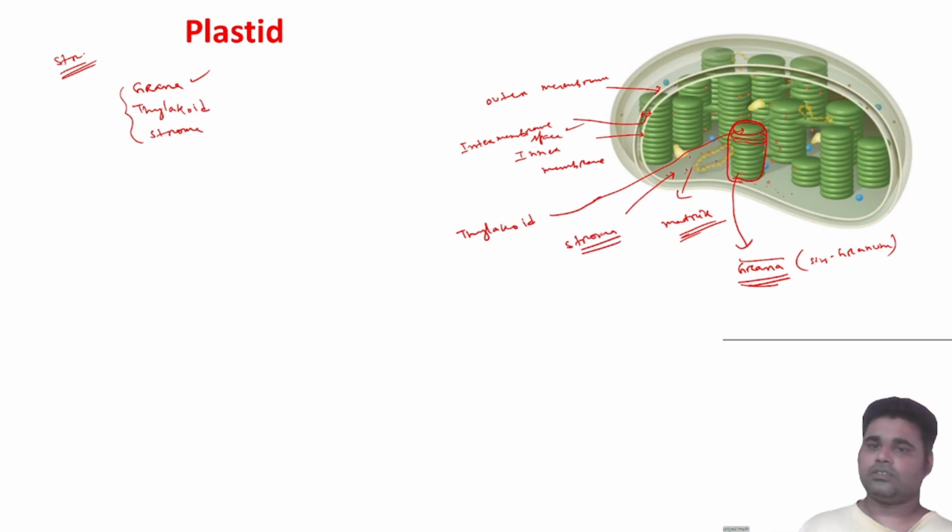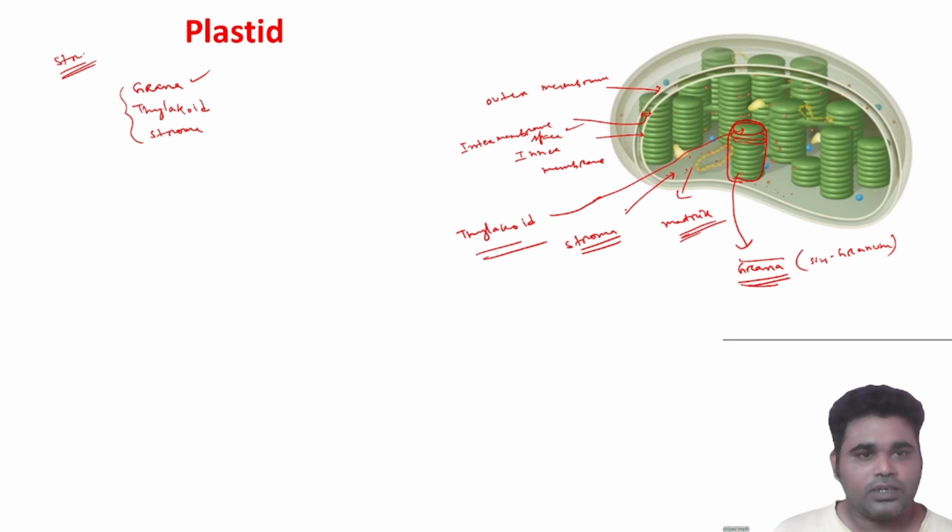Okay. So now it is clear what is the grana, what is the thylakoid, what is the stroma. Grana means granum. This is one granum. This is one granum. All in total are called the grana. That is the plural term. So the grana is formed by many thylakoid structures, and the liquid part is called the stroma. So now look at the structure.